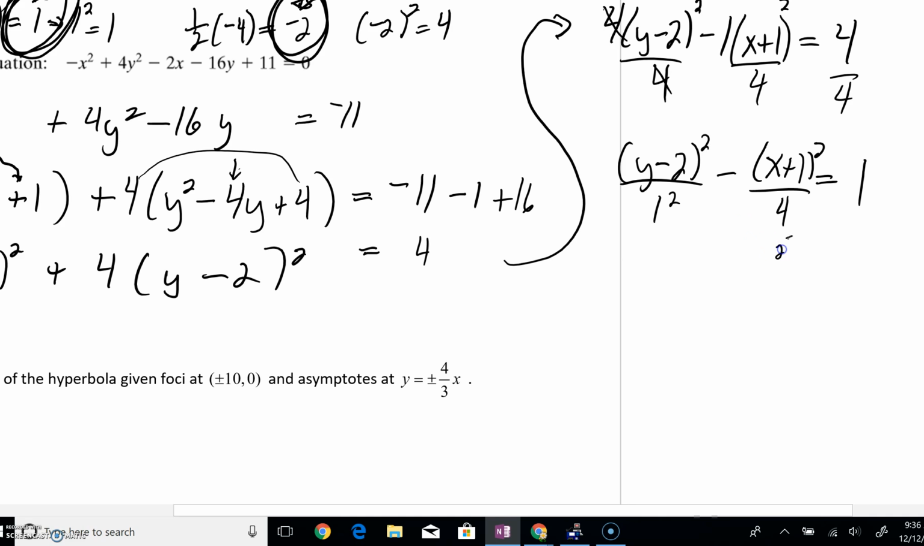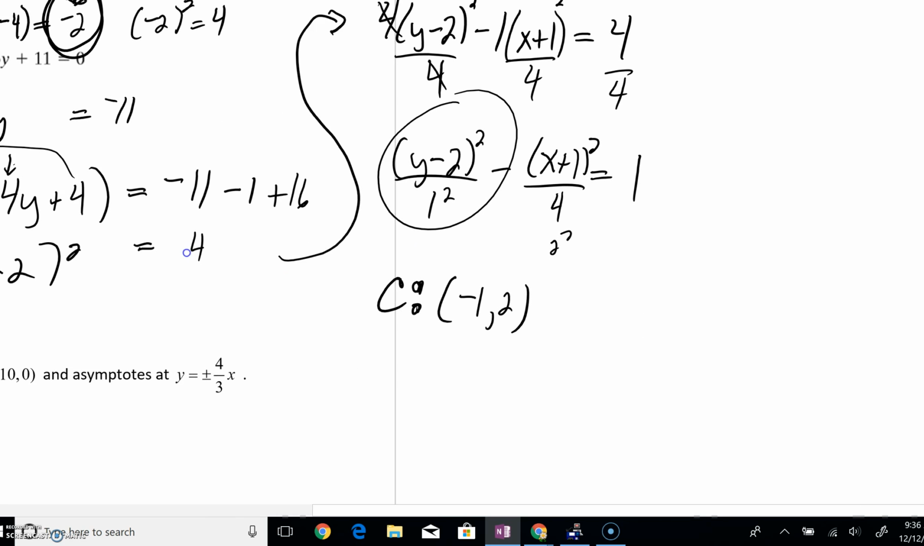And right now you can say, well, I know what my center is. What's the center of my hyperbola? Negative 1, 2. And by the way, would my hyperbola be opening in the y direction or in the x direction? It'd be in the y direction because y is positive. Whatever is positive.